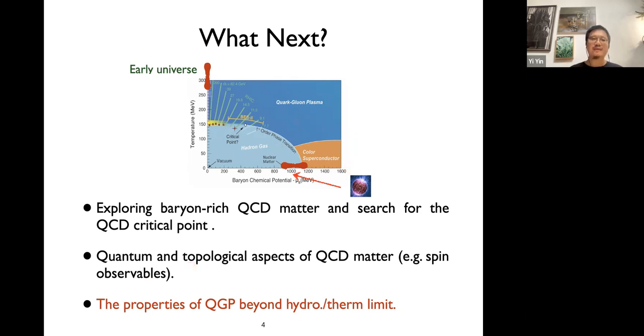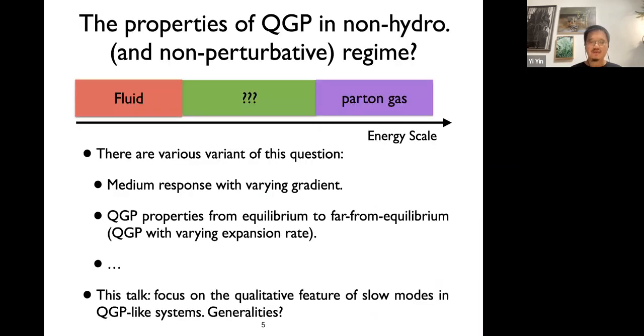On the other hand, the modern development of condensed matter theory tells us that not only the thermodynamic properties of the system are important, the quantum and topological aspects of QCD matter are also very important. For example, I think there are several talks in this seminar series which discuss the spin observables, which have been measured in heavy-ion collisions and have also motivated a lot of theoretical development. But in my talk, I would like to talk about the properties of the quark-gluon plasma beyond the hydrodynamic limit or the thermodynamic limit. So what do I mean?